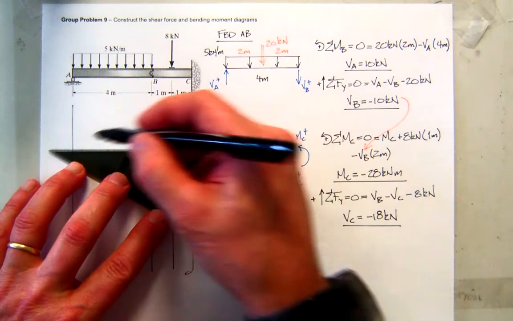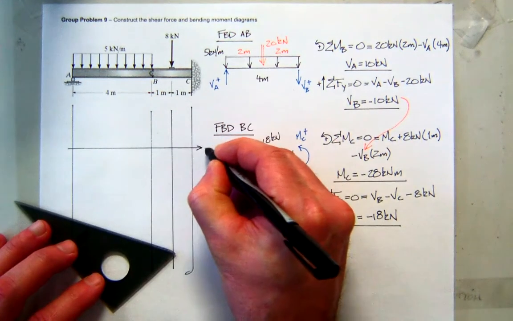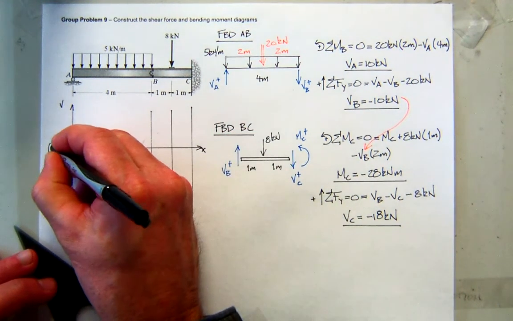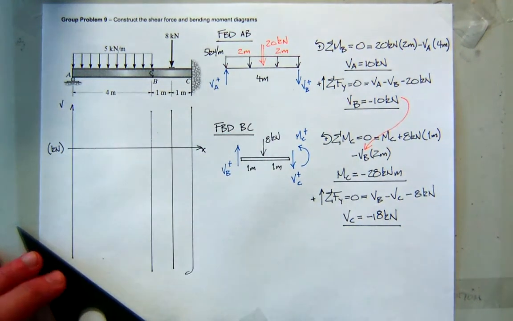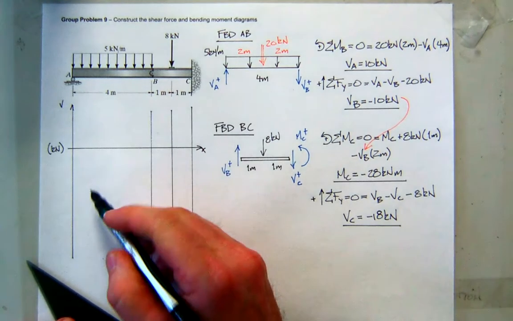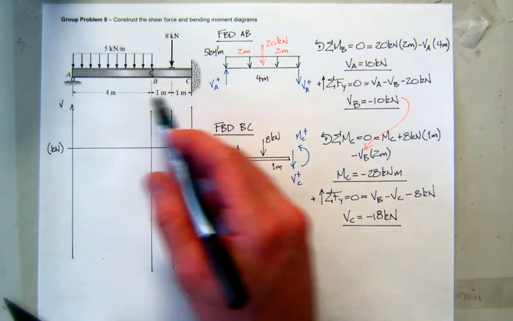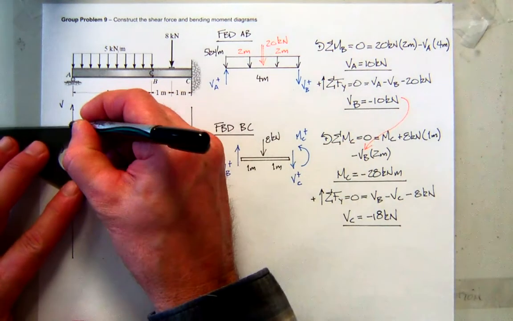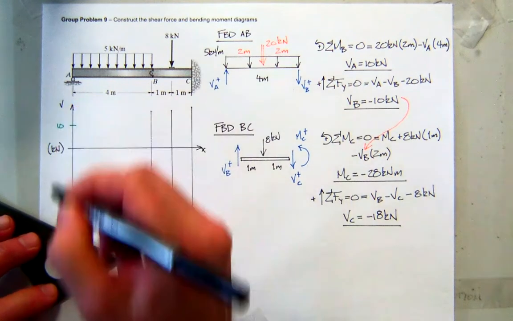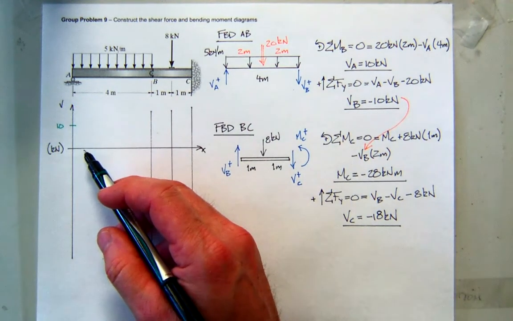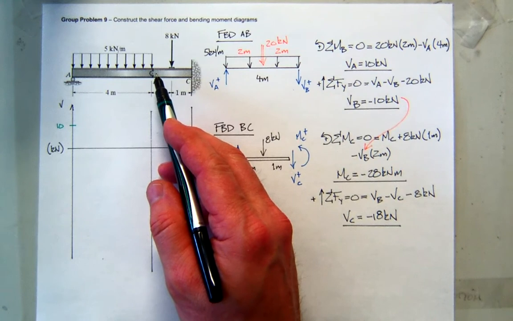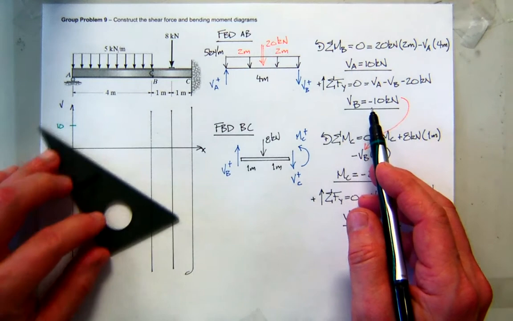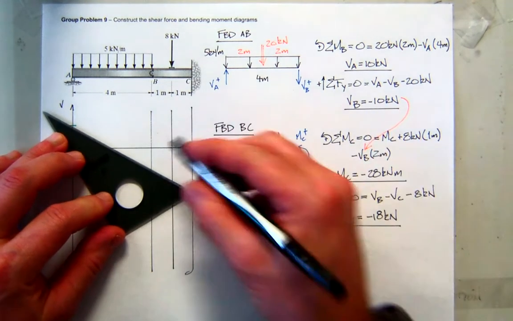So let's come back and assume a positive x-axis and a positive axis for our shear, and all these numbers will have the units of kilonewtons. So starting with our shear at A, what is the shear at A? When we solved for it, it was 10. So I will put that as positive 10. Hey, we also know the shear at B. What's the shear at B? Negative 10. So I probably should come in here and mark that.